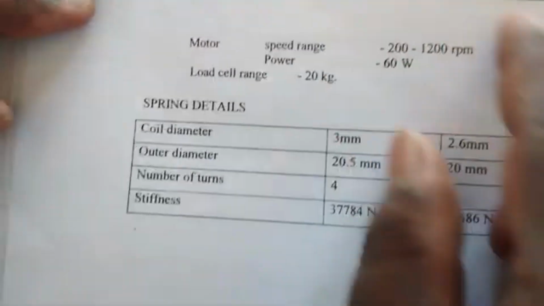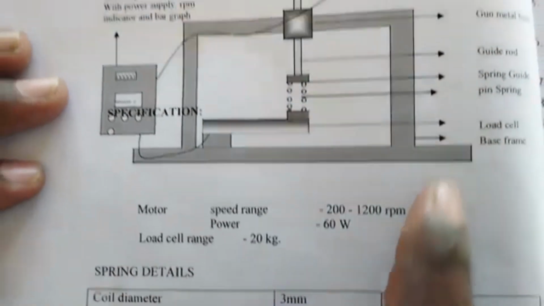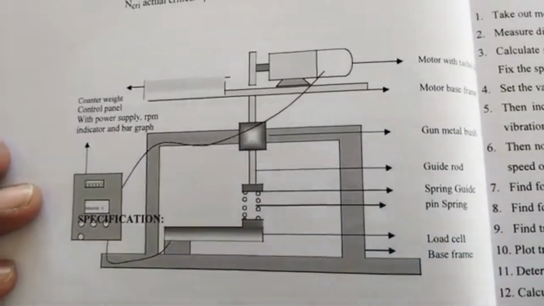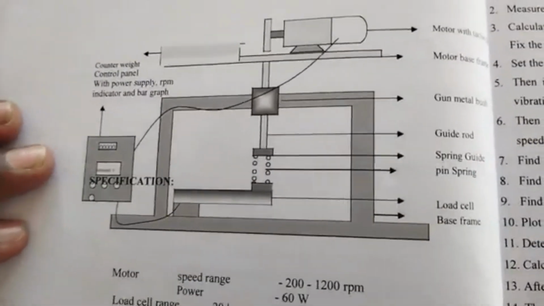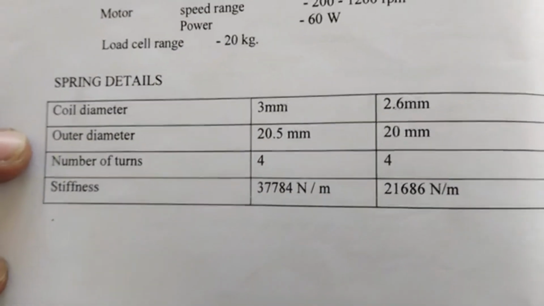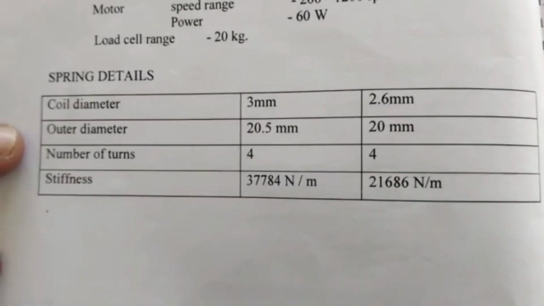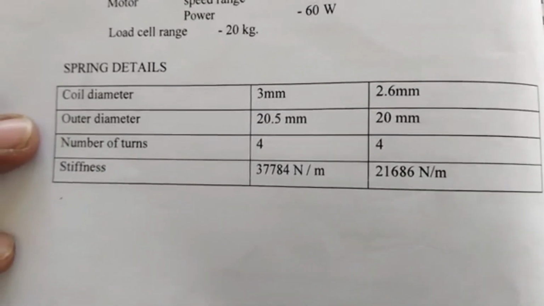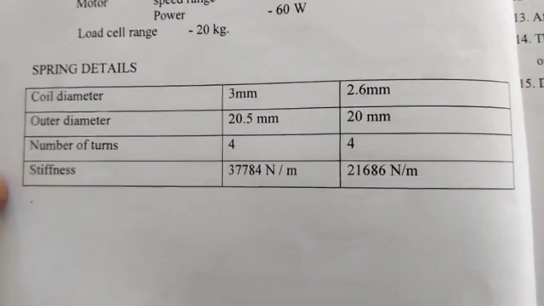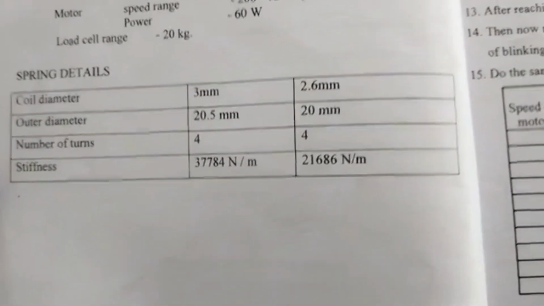So this is the base frame, and all this setup is fixed on the base frame. Next we move on to the spring details. Coil diameter 3 mm and outer diameter 20.5 mm. Number of turns is 4 and stiffness is 37784 Newton per meter. And now move on to the tabulation.